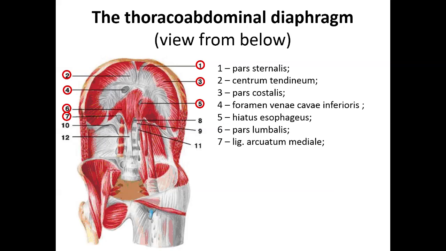is a special ligament which surrounds from the anterior side this muscle. What is this muscle? It's musculus psoas major. So we can say that ligamentum arcuatum mediale surrounds musculus psoas major from anterior side. So it's left ligamentum arcuatum mediale, and this is right ligamentum arcuatum mediale.